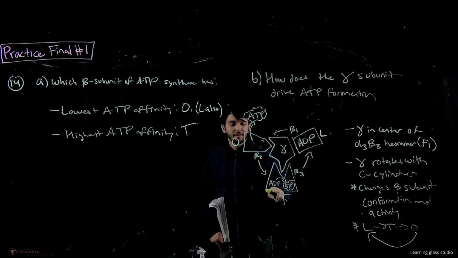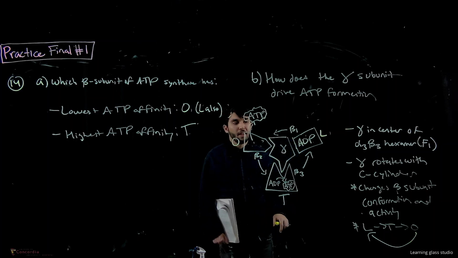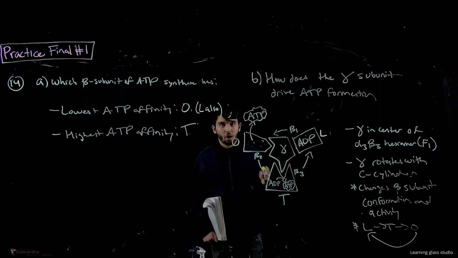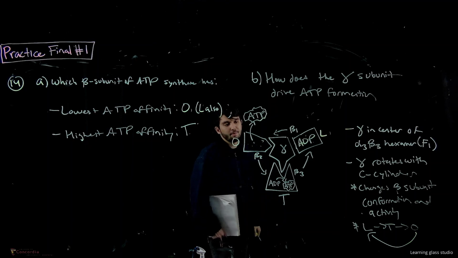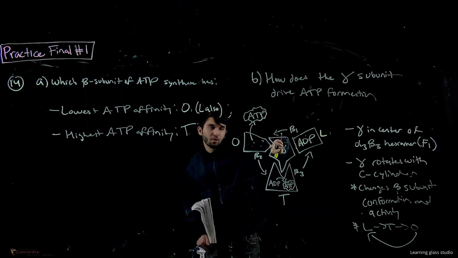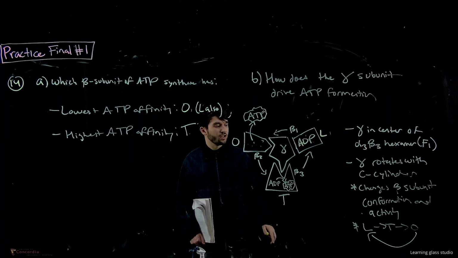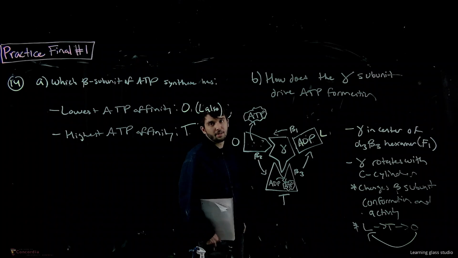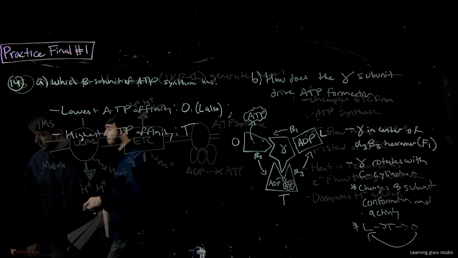Okay, so once it's a T, the ADP will be converted to ATP, and then it'll rotate one more time, and then this end will be over here. So this one will make this look like an O subunit, and the O conformation is the open conformation. It will release the ATP. Okay, so as the gamma subunit rotates, it changes the conformation of the beta subunits from an L, which picks up ADP, to a T, which turns ADP into ATP, to an O, which releases the ATP. All right, 2 more questions.